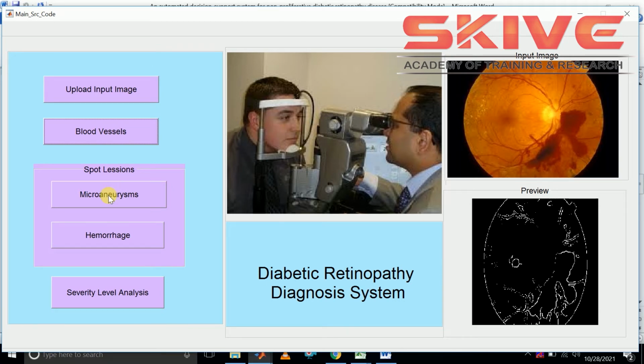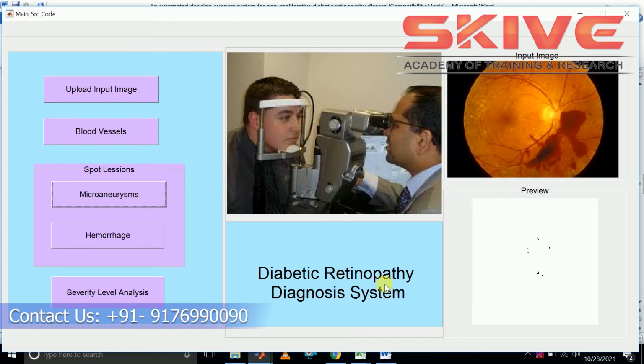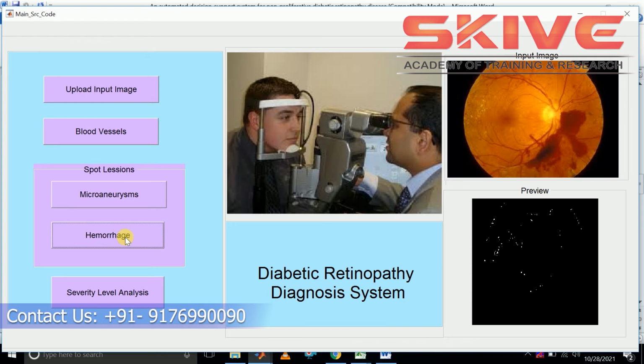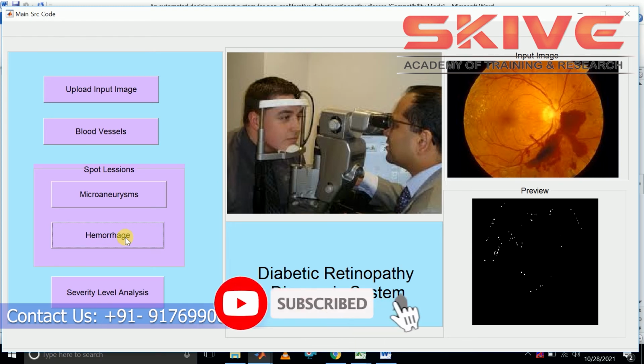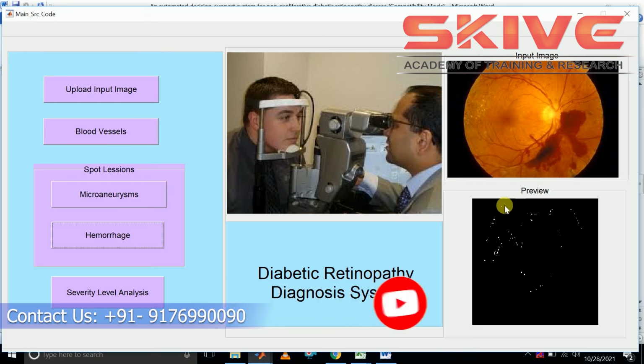The microaneurysms denote the red dots surrounded by a yellow patch, which gives the leakages of blood from the vessels. These are the outputs. And the hemorrhage is some form of blood vessel leakage that denotes the blood vessels are not working properly.